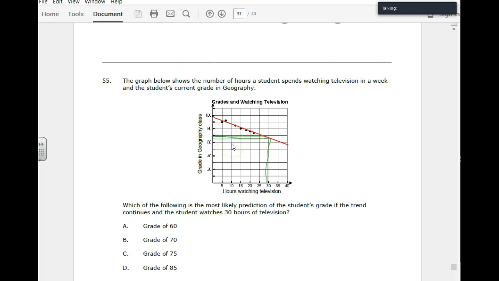All right. So it looks like it's between 60 and 70. It's closer to 60 if we draw that line a little bit more accurately. It's a little closer to 60 than it is to 70. So you fail. You fail if you watch 30 hours of television a week, right? I think you watched over 20.